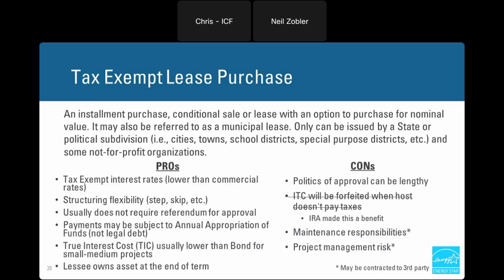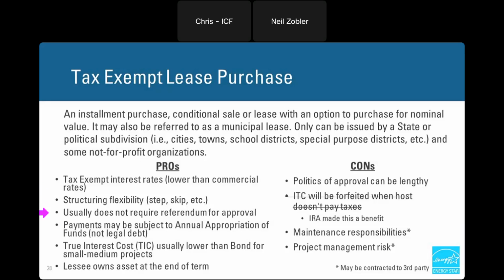Now, what's a tax-exempt lease purchase agreement? It's an installment purchase, conditional sale, or lease with an option to purchase for a nominal value, typically $1. It may be referred to as a municipal lease. It can only be issued by a state or municipal or political subdivision like a city, town, or school district, special purpose districts, etc., and some not-for-profits. Benefit, tax-exempt rates are lower. I mentioned that. Gives you that same structuring flexibility.